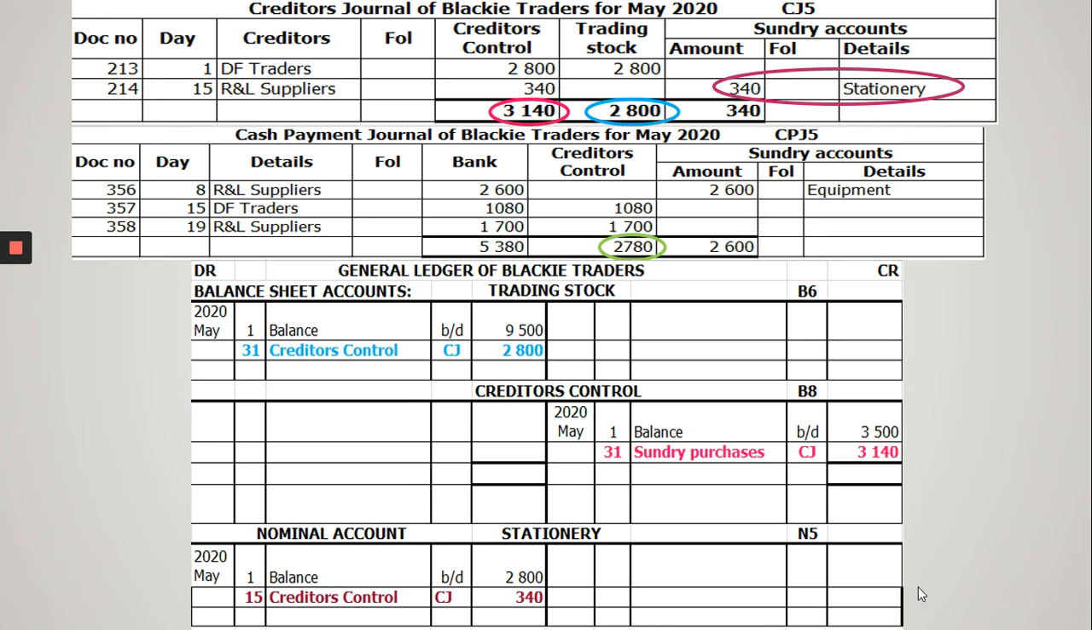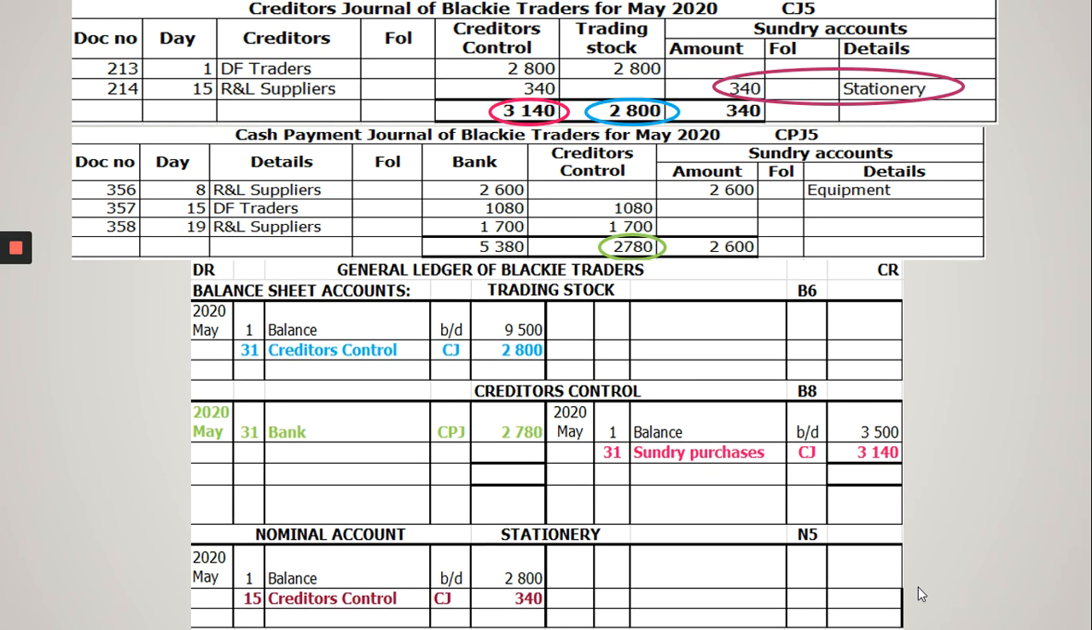Now, why is there creditors control in my CPJ? Because I paid my debt. So that means that creditors control needs to decrease. And creditors control is a liability, so it decreases on the debit side. And the contra account there will be bank, and we post it from the CPJ.